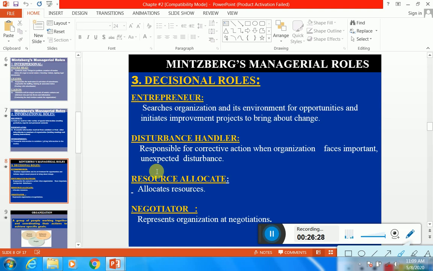Then our resources. So such is known as your resource allocator role. Last is negotiator. By the name it is clear, the negotiator is the person who handles the negotiations, represents the organization in negotiations. Simply means that negotiators negotiate to have a win situation for the organization.